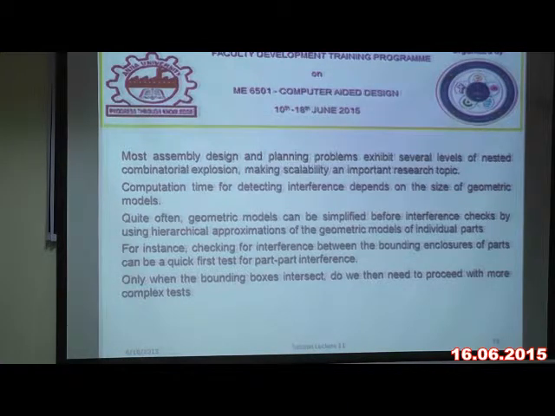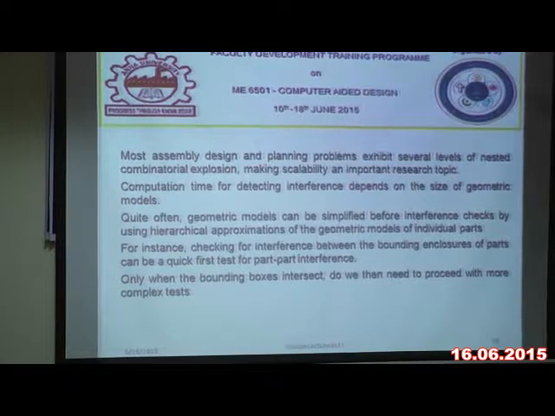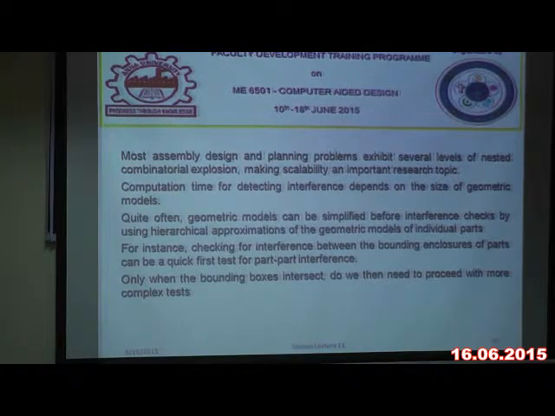Individual parts, because both have a number of advantages. In order to get both advantages in a single software, hierarchical models are implemented. For instance, checking for interference between the bounding boxes of parts can be the first test for part-to-part interference. Only when the bounding boxes intersect do we then need to proceed to a more complex test.